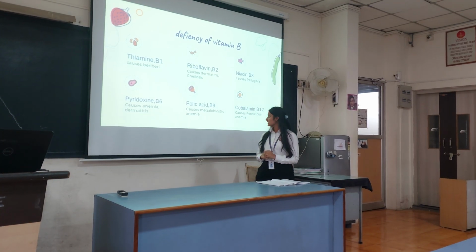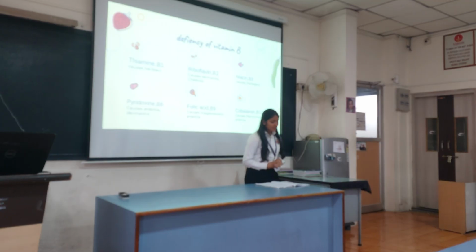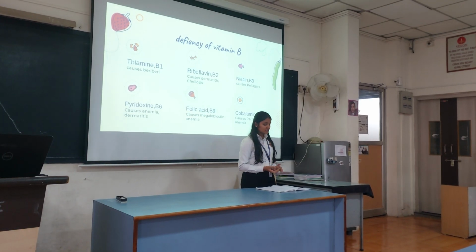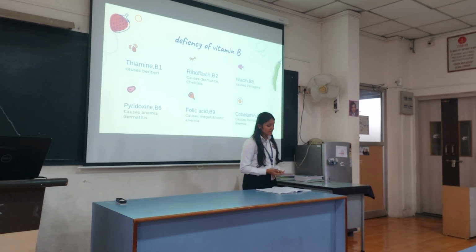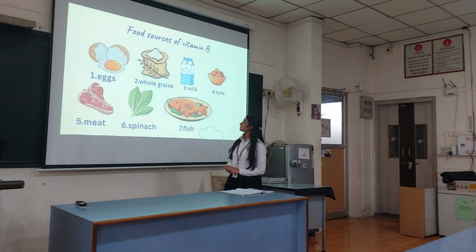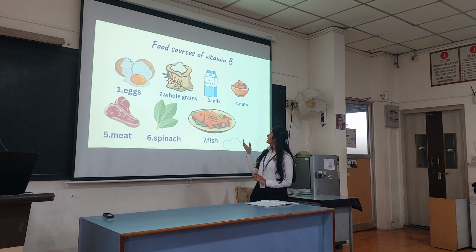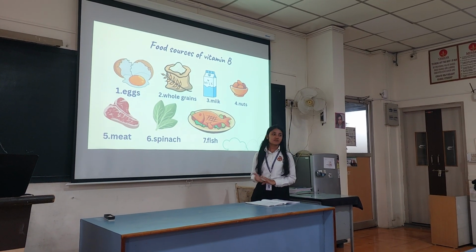So deficiency of B12 results in pernicious anemia, which leads to fatigue, weakness, neurological problems, swollen lips and tongue. Food sources of vitamin D: eggs, whole grain, milk, nuts, meat, spinach, and fish.